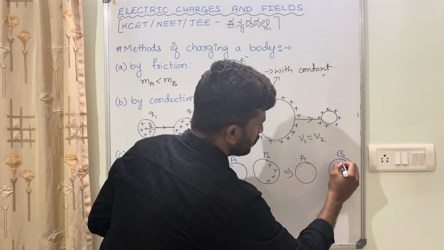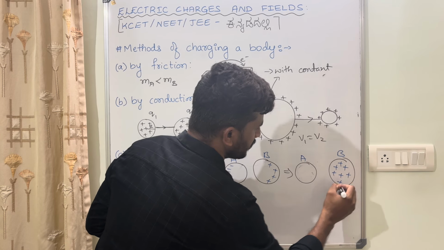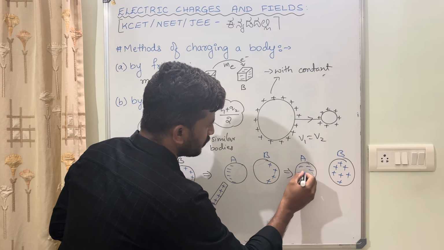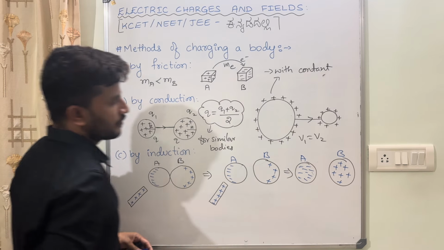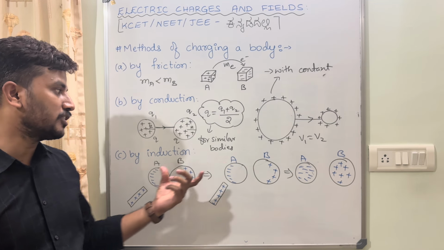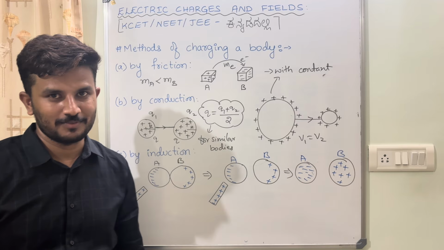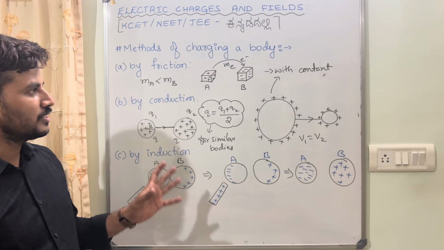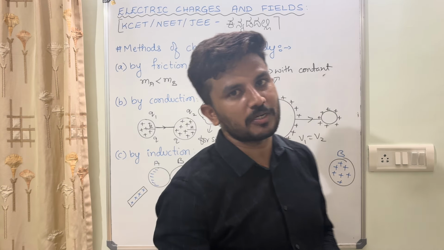Body gets positive charge, and an equal amount of negative charge will be there if it is a similar kind of body. This is called charging by induction. Okay, so this is all about the basic properties of charge.